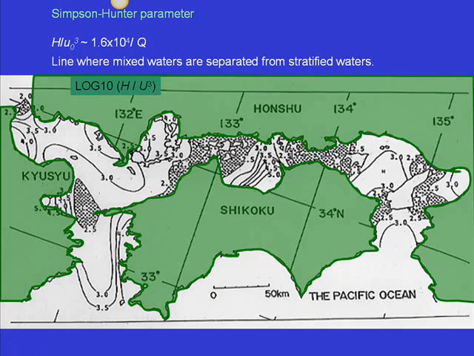So here in this picture, we have the Seto Inland Sea in Japan. This is the main island of Japan, called Honshu, this is Shikoku Island, and Kyushu Island. So all this here is the inland sea. And you have the logarithm of the parameter h over u cubed. How can you construct this? Just by knowing the depth of the water column and the tidal current amplitude. That u is the tidal current amplitude. So by knowing those two simple parameters, you can construct this diagram, this contour plot.